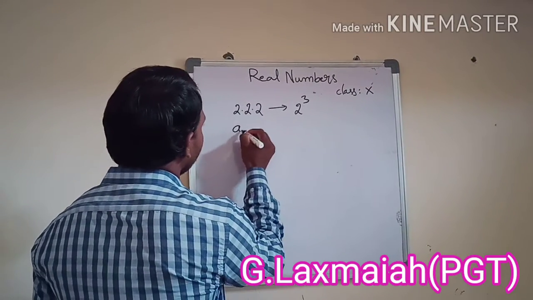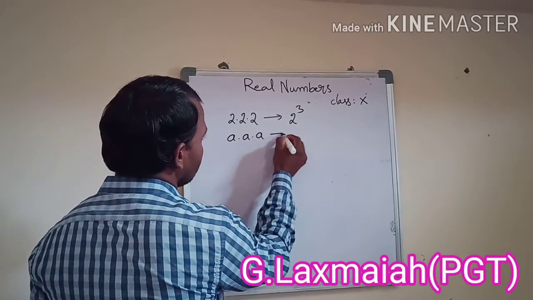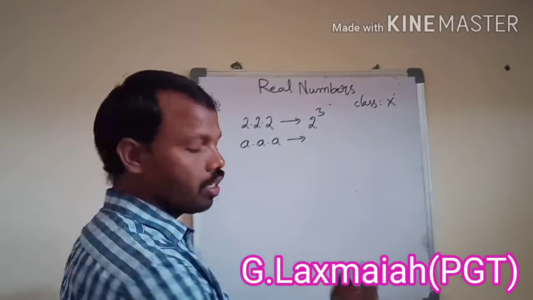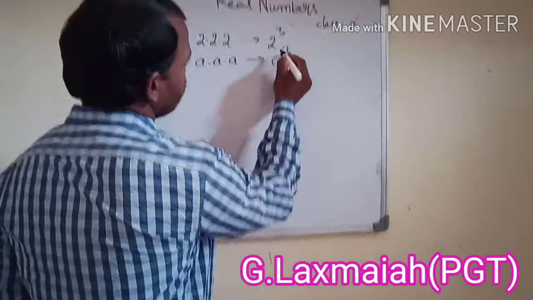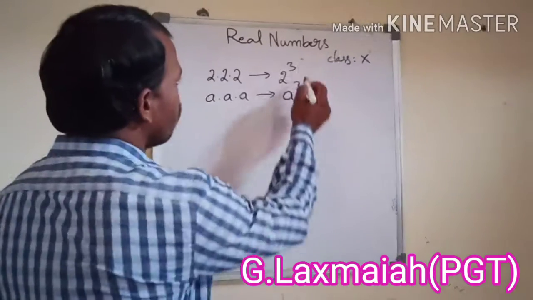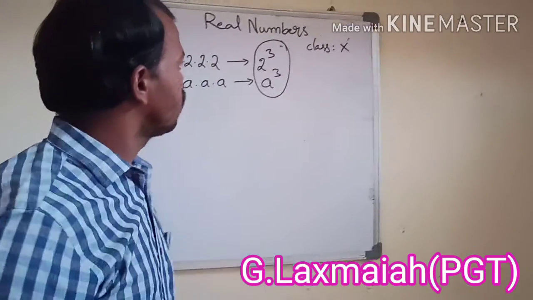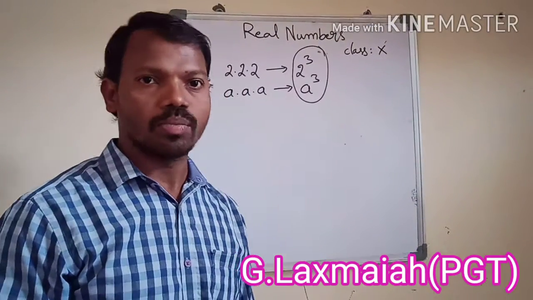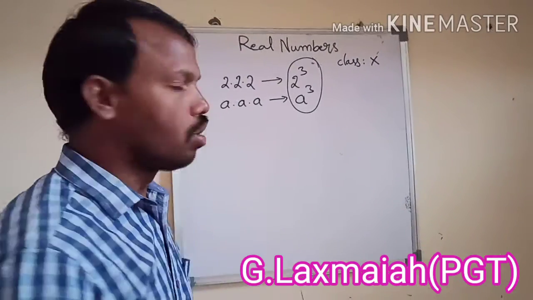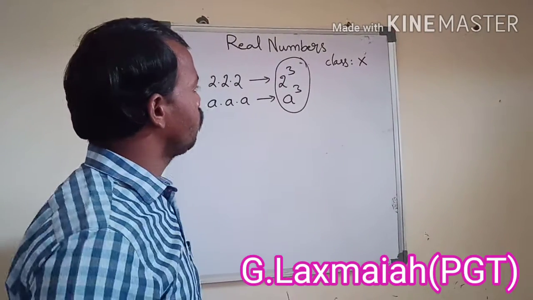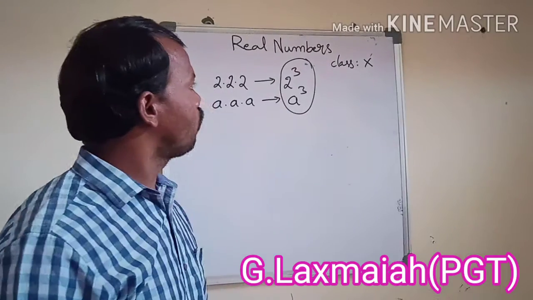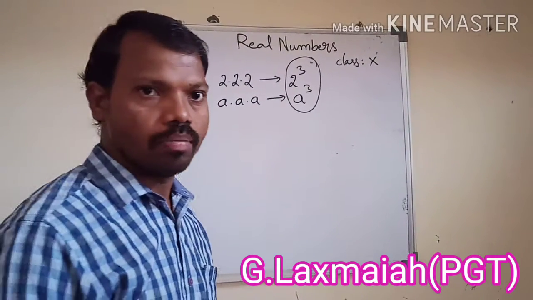Like that, a into a into a. How can we write this one? a to the power of 3. So what do we call it if you express it in this form? We call it exponential form, right? The repetition of multiplication, we can write in short form, that is exponential form.